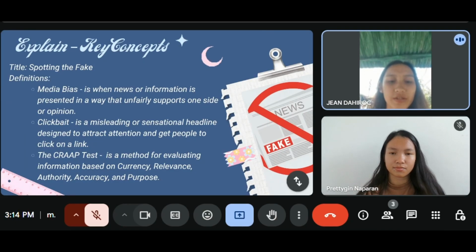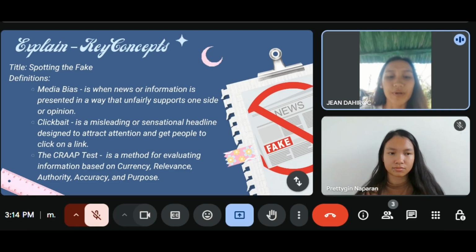Let's define some key terms. Media bias means unfairly favoring one side. Clickbait uses sensational headlines to lure you in. And lastly, the CRAAP test helps us evaluate sources by checking their currency, relevance, authority, and lastly, purpose.